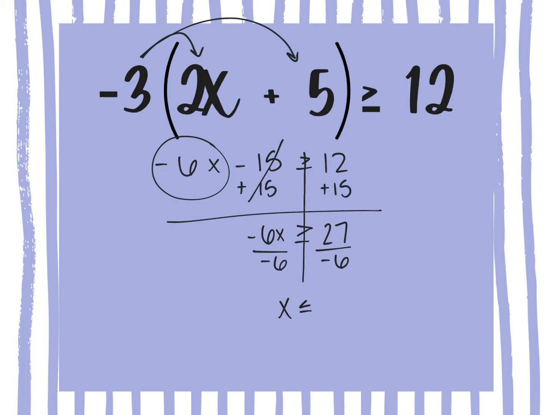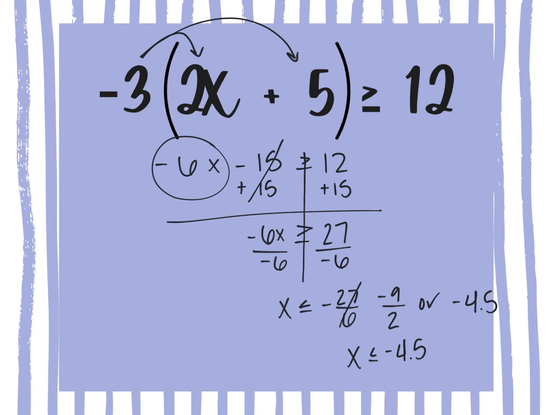Now 27 doesn't divide nicely by -6, but I can think of it as a fraction and simplify. Both of those divide by 3, so this could be -9 over 2 or -4.5. So what I've learned here is that x is representative of numbers that are less than or equal to -4.5.